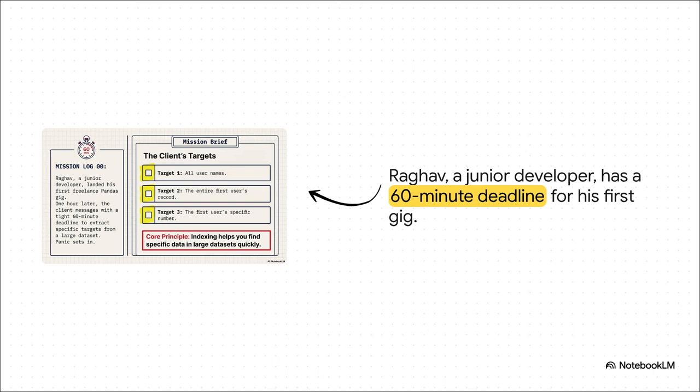So I want you to meet Raghav. He's a junior developer, and he just landed his very first freelance gig. Pretty exciting, right? Well, the good news is he got the job. The bad news? The client needs some very specific data pulled from a huge data set, and he has exactly 1 hour to get it done. The pressure is on, and his mission brief has 3 very specific targets.